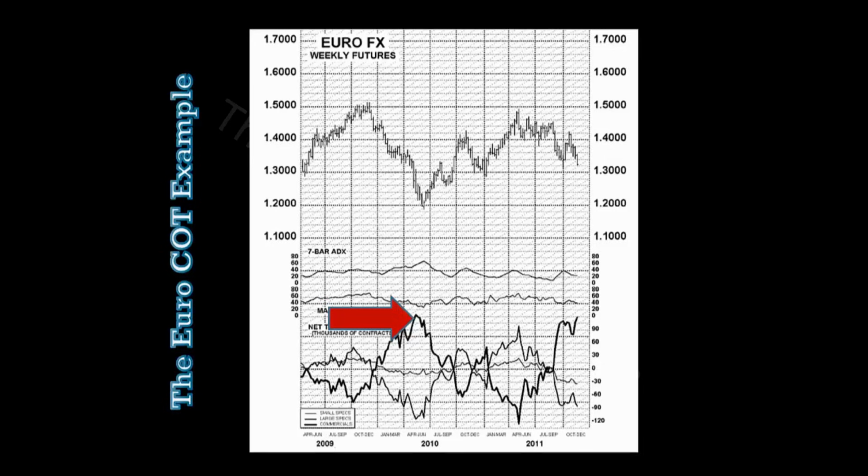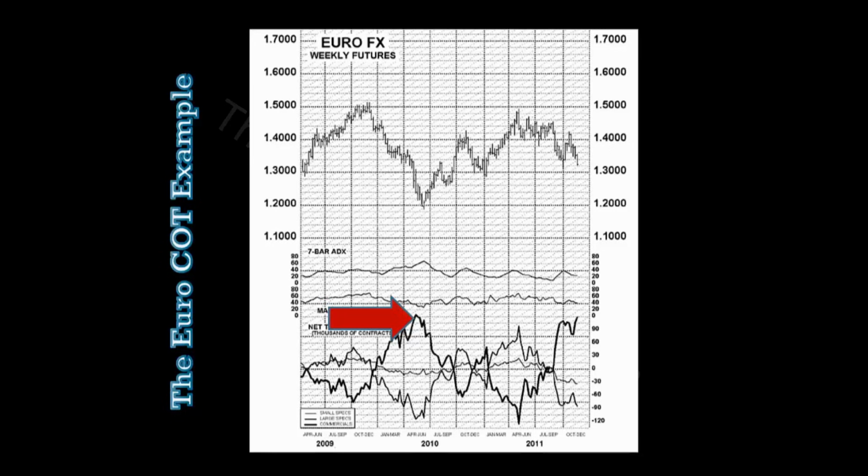Understanding again the idea of support and resistance is the central tenet to why this works. Not just simply whether the commercials are net long or net short. You want to be looking at support and resistance. You want to be looking at market structure. Are we in an overall bullish or bearish market environment?